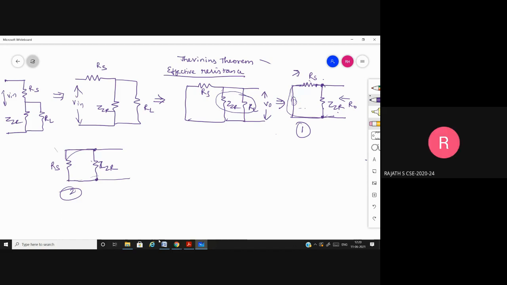Sir, here in the second one the positive sign is connected to the positive side of the ZZR only. The negative side of RS is connected to ZZR. But in this first condition, let us take the negative side, sir. RS is connected to the positive side of ZZR. Sorry, the positive side of RS is connected to the negative side of ZZR.